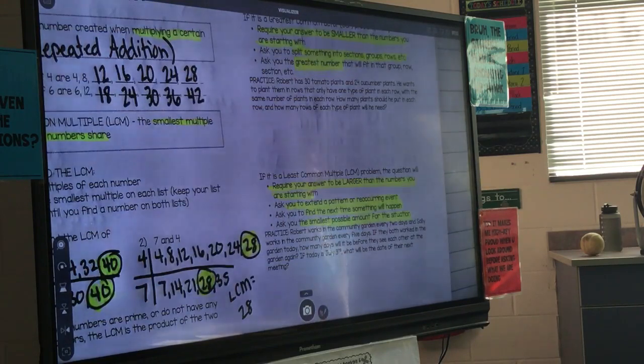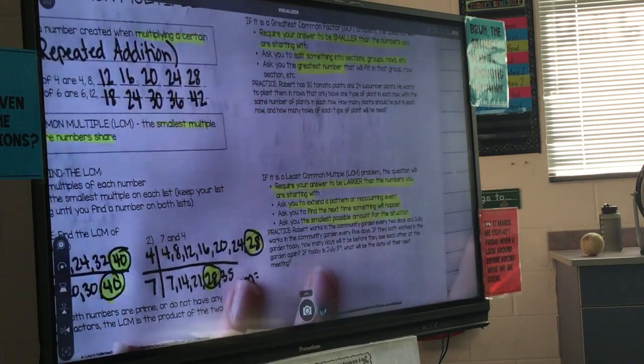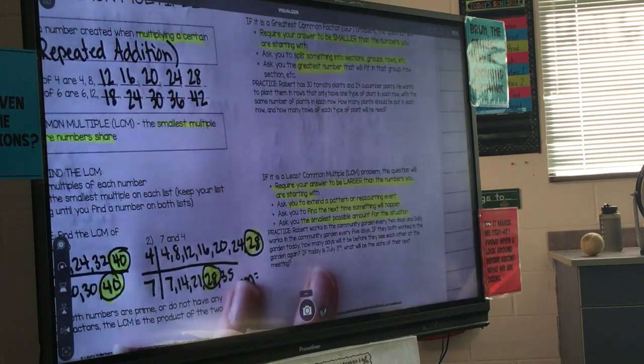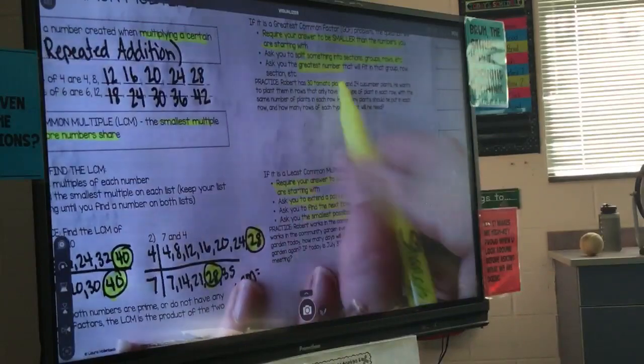Right, guys. Go ahead and go over these. Guys, stop talking. It says Robert has 30 tomato plants and 24 cucumber plants. He wants to plant them in rows that only have one type of plant in each row, with the same number of plants in each row. How many plants should he put in each row, and how many rows of each type of plant will he have? So you have 30 and 24.